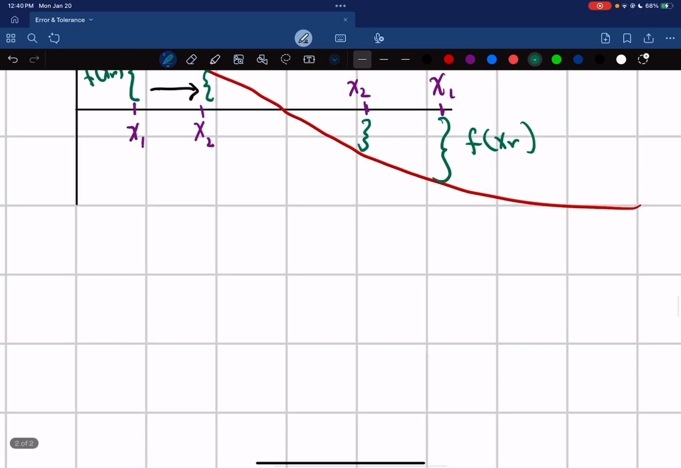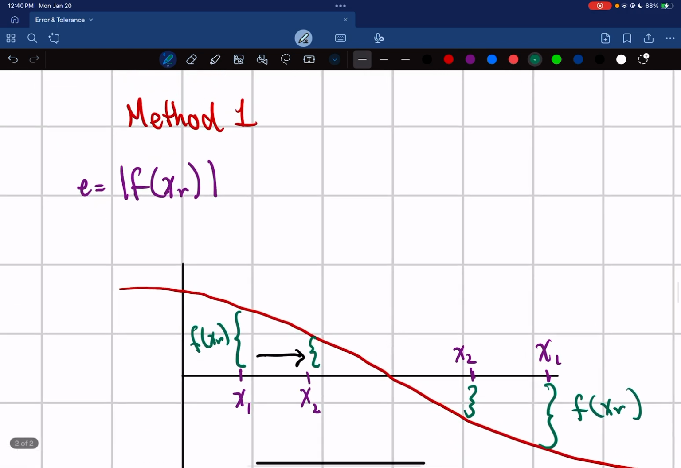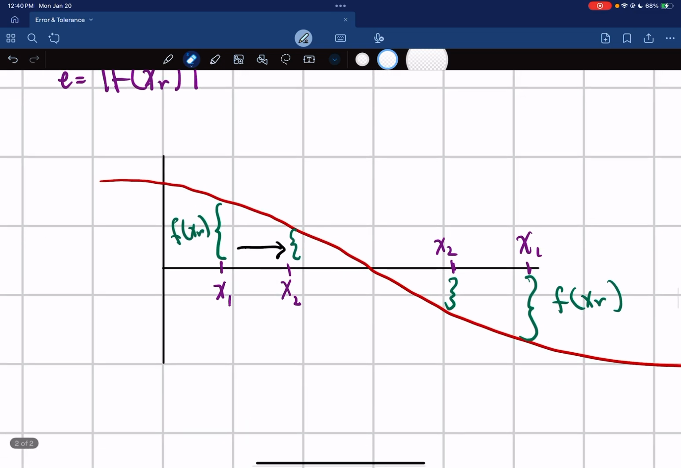So my error can easily be, like we explained it up here, whatever the function is, and we put the absolute, because if it gives me negative, I don't care if the error is negative. I don't care which direction the error is in. I care how much it is, like its value. That's why we put the absolute. So that is one way we can calculate the error.